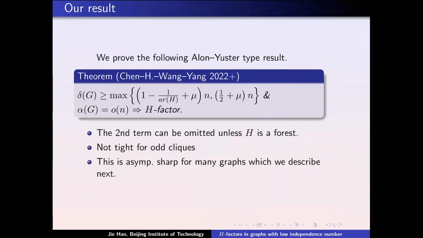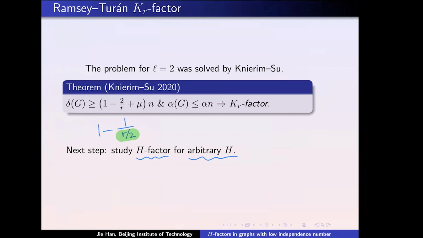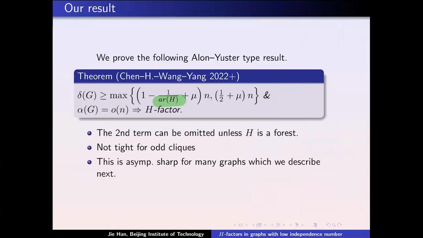And this is what we proved. But we will say this is a long user type result. Actually, we could put ARH there. Okay. Right. So, I should put these two results on the same page. But yeah, we replace this R over 2 by ARH for arbitrary H.